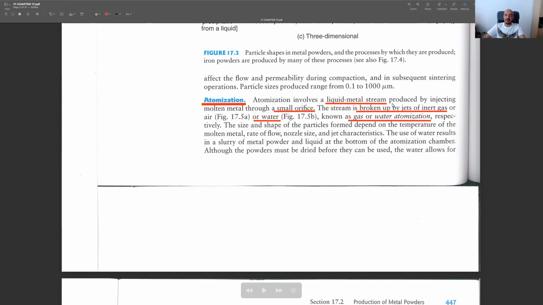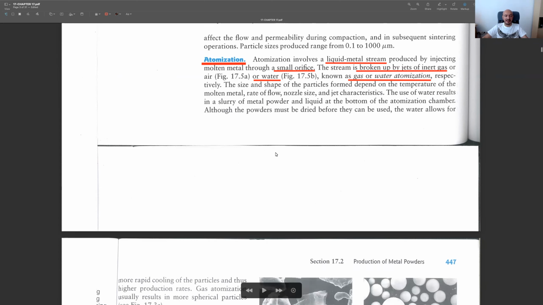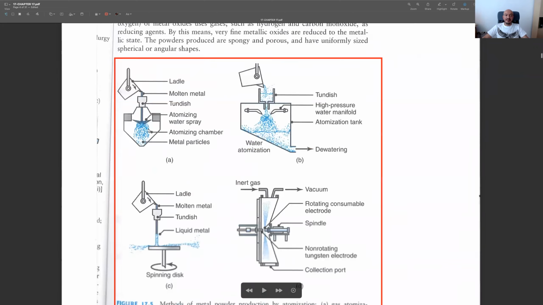And then later what we do, we apply some pressure and try to move it through a small orifice. And while it's moving through that, it's actually broken into little particles with the help of sometimes some gas, inert gases, or if it's water atomization, we make use of water to divide this molten metal into smaller products. And then later, the temperature decreases and we obtain these metal powders.